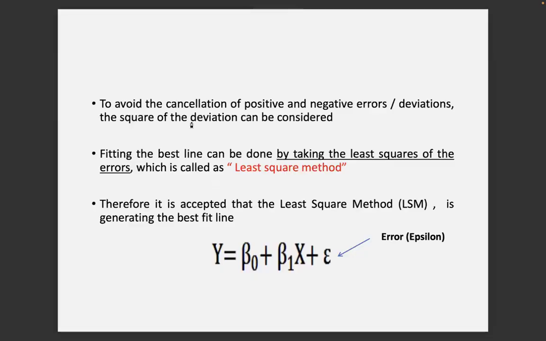So then, to avoid the cancellation of positive and negative errors, when we calculate the mean squared error, it is not the simple error. In the mean absolute error, we took only positive values.